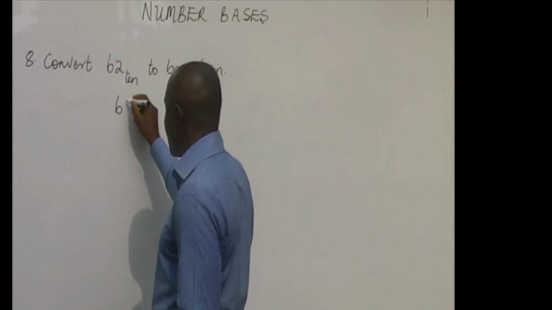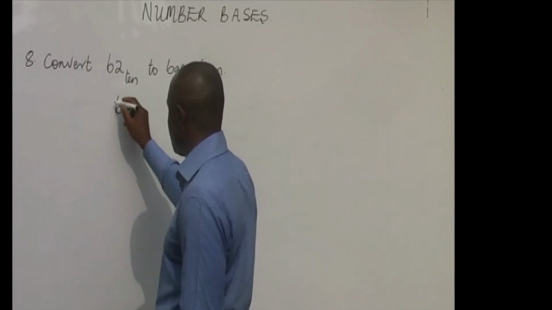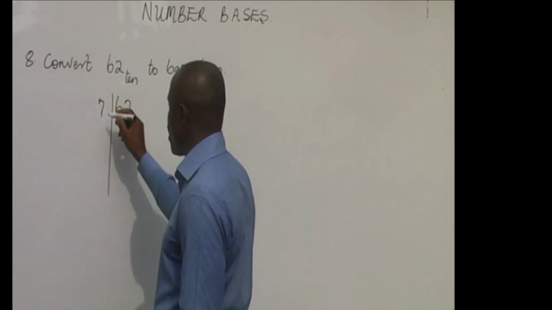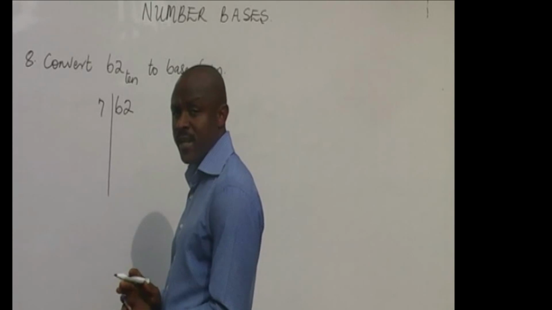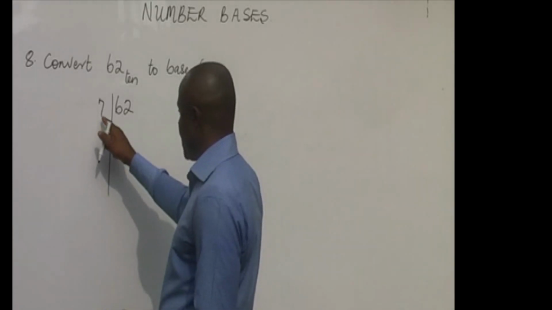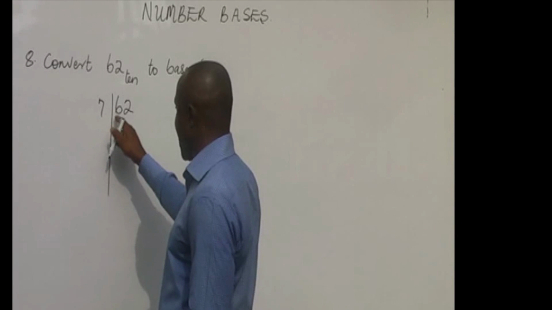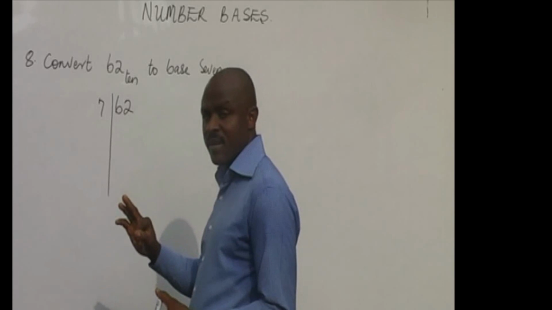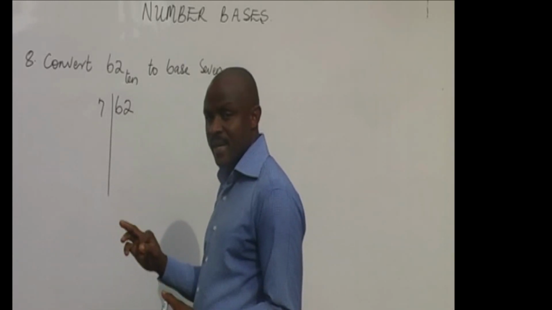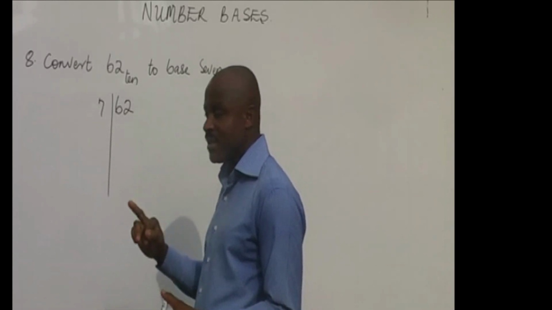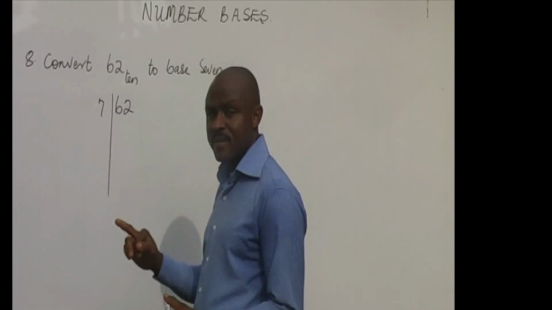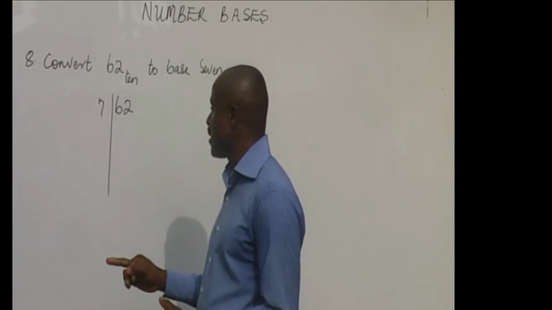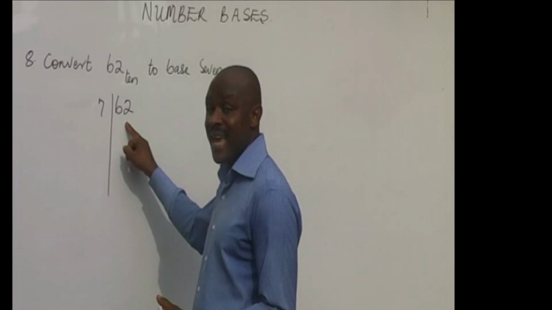Write down the number in base 10, 62. Draw a line. Write the base you want to convert it to, and divide with it. 7 divides 62. 7 times 7 is 49. 7 times 8 will give you 56. 7 times 9 will give you 63. So what you have is 8.